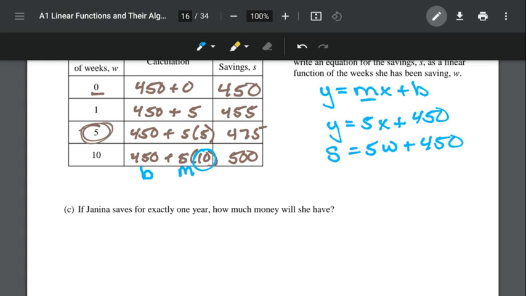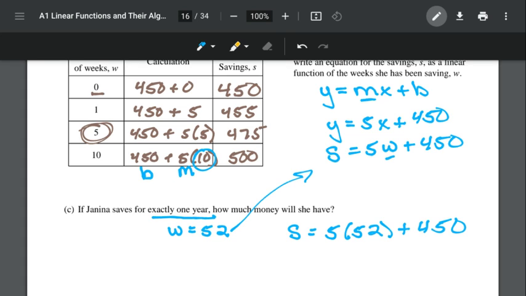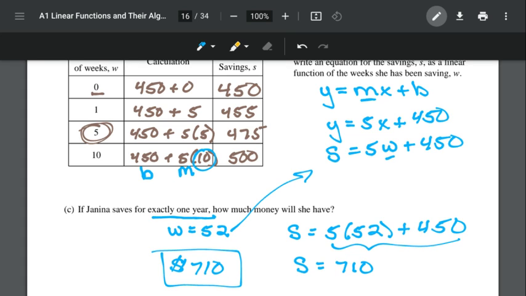Now part C says if she saves for 1 year, how much money will she have? So this is time. And remember, time is in weeks. There are 52 weeks in a year. So I'm going to plug this into that equation. S equals 5 times 52 plus 450. And then you just put this into a calculator. It can even be a cell phone calculator, and you get 710. So she would have $710 if she puts in an extra $5 each week.